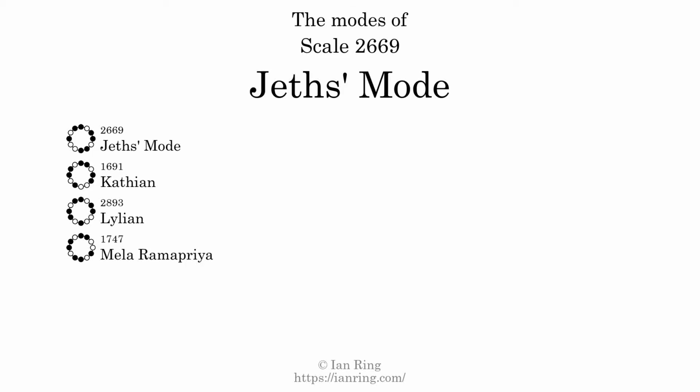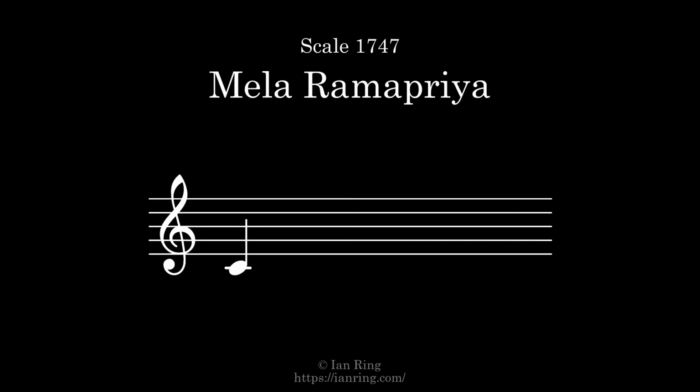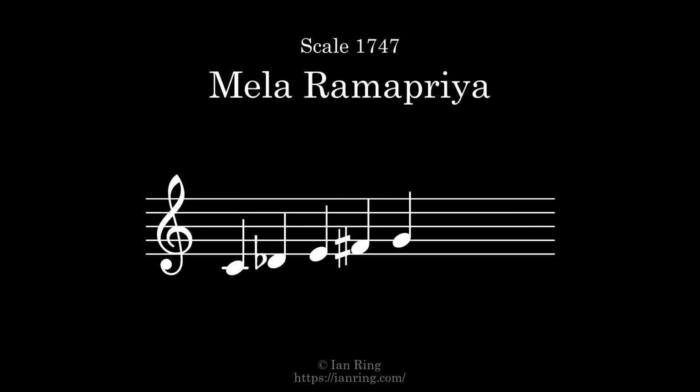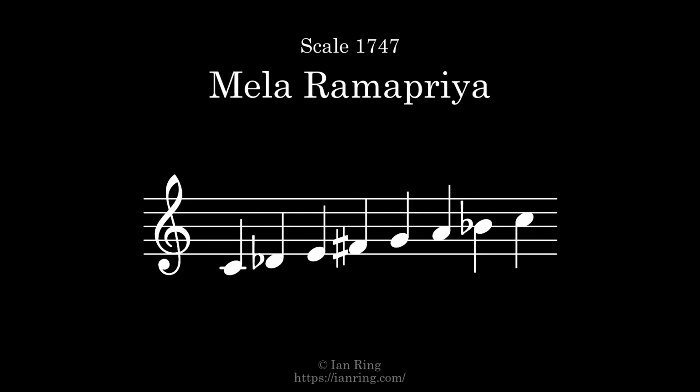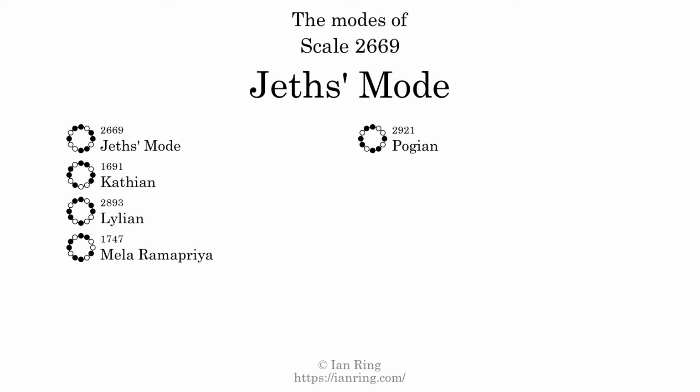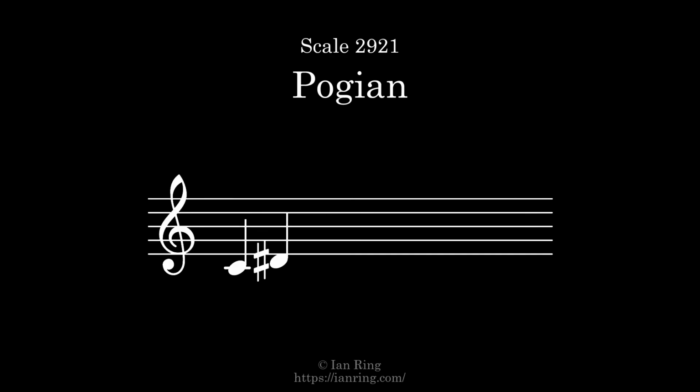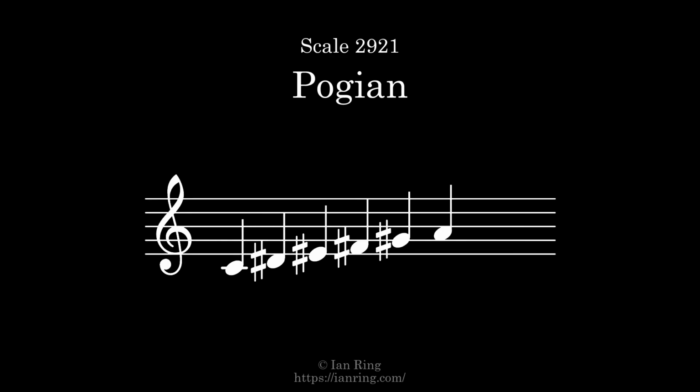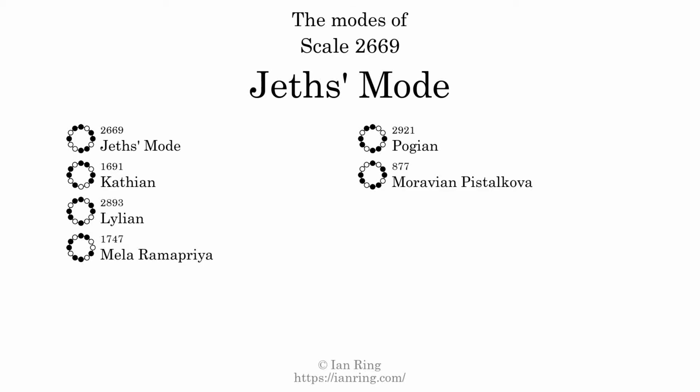The fourth mode is scale 1747, also known as Mila Ramapriya. It sounds like this. The fifth mode is scale 2921, also known as Pojan. It sounds like this. The sixth mode is scale 877, also known as Moravian Pistolkova. It sounds like this.